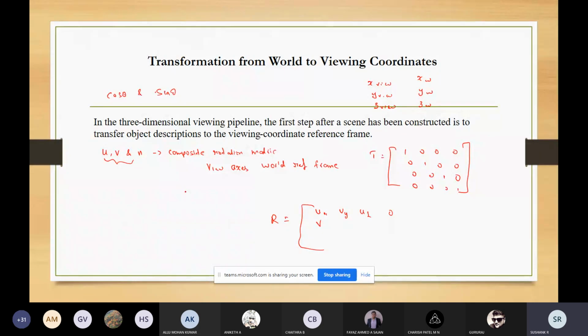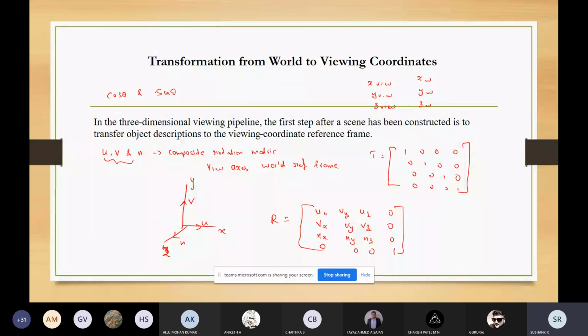If you remember the diagram, we have vector u, vector v, vector n. So the first axis, x-axis: ux, uy, uz, 0. Second is the y-axis: vx, vy, vz, 0. The third axis will be the z-axis: nx, ny, nz, 0. The last row will be as it is. So this is the rotation matrix.